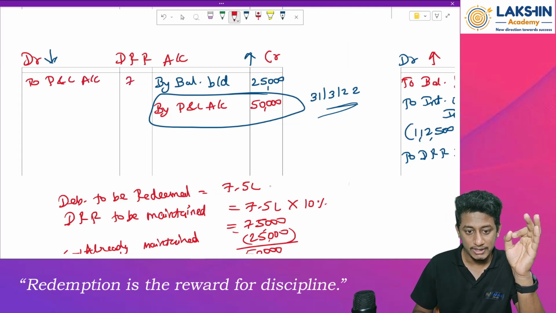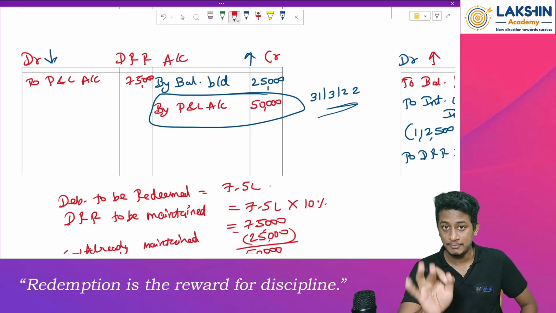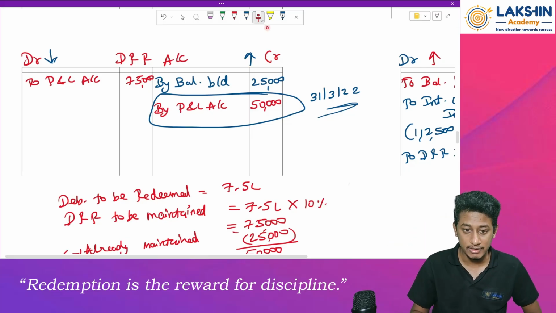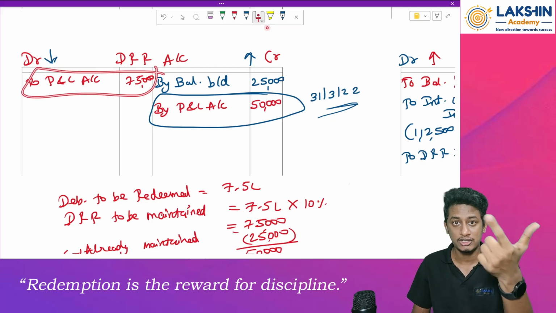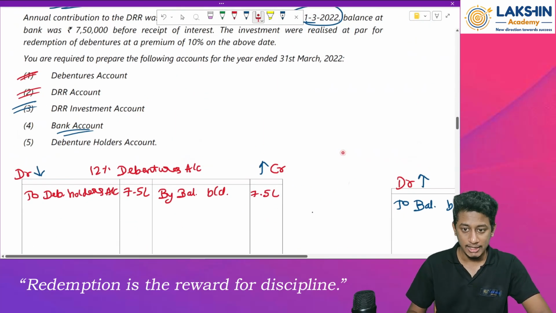So to P&L account, rupees 75,000. During what? During the debenture redemption. Once the debentures are redeemed on the same date, you will transfer this amount to what? To the P&L account or the general reserve account. Clear? Okay. Then the last account will be debenture holders account.